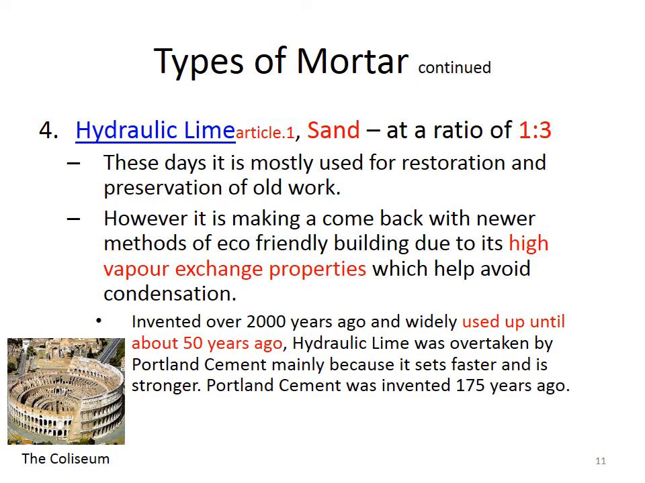So it means if the building becomes damp and we've used Portland cement for building it or plastering it, it doesn't really allow the building to dry out, whereas hydraulic lime has good vapor exchange properties, so it does allow the building to dry out during the summer.